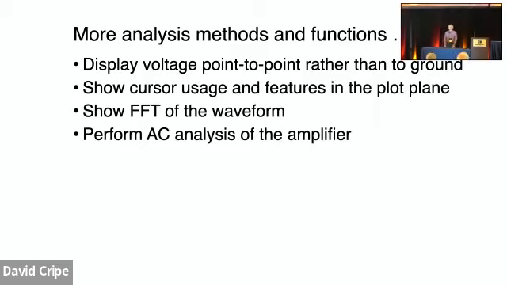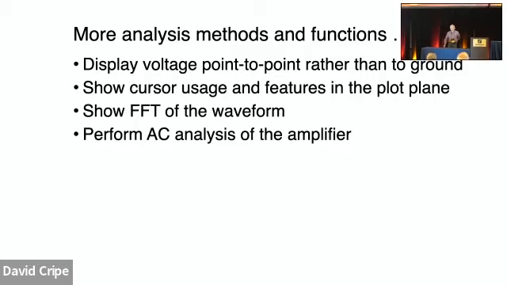Okay, some more things you can do. You can display voltage from point to point rather than the ground. If you just click a node, you'll get voltage to ground plotted. But you can click on a node, hold down your left mouse button, and drag to another node, and your probe turns black, release it, and then it will plot voltage from one point to another.